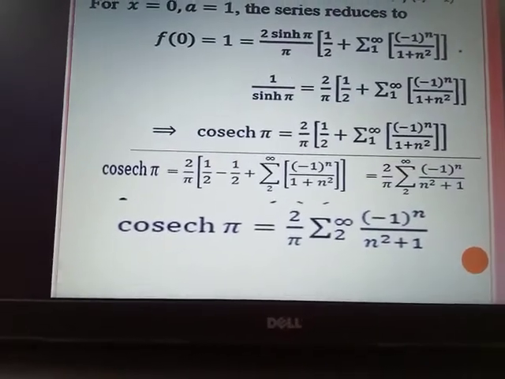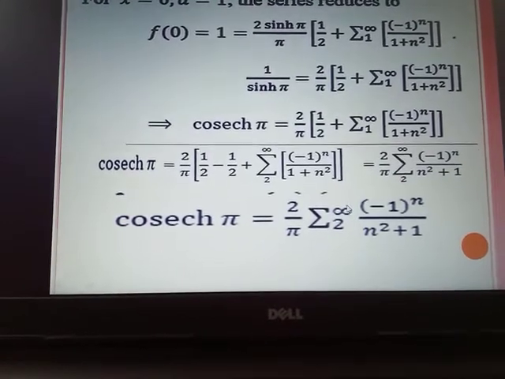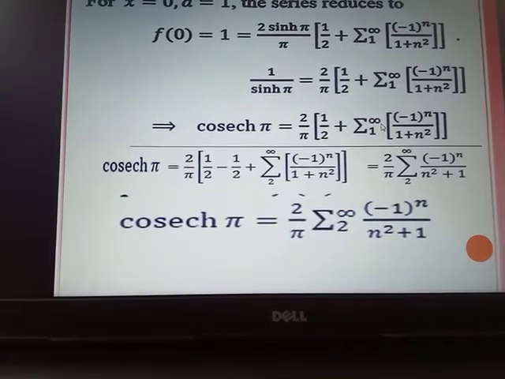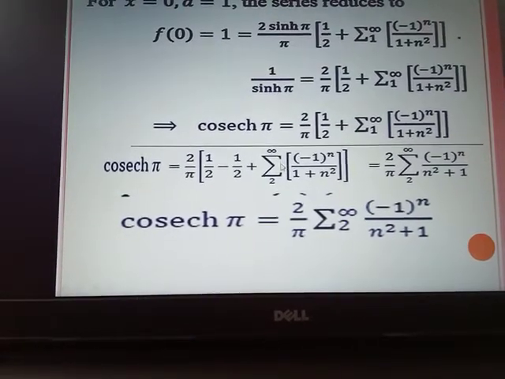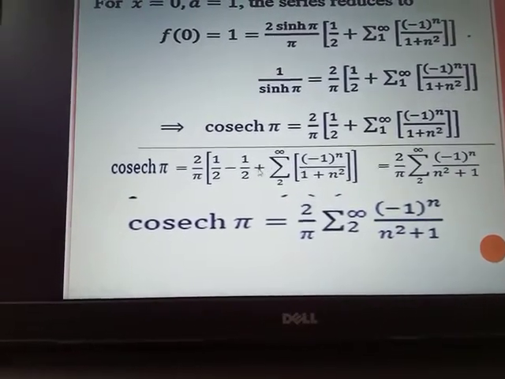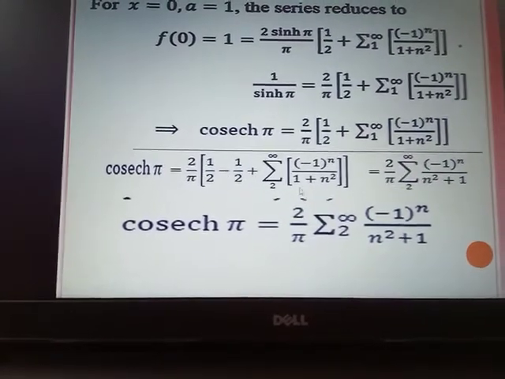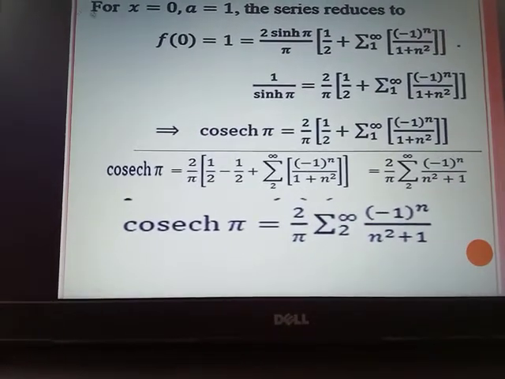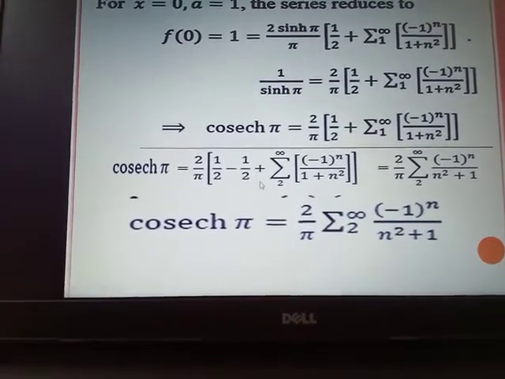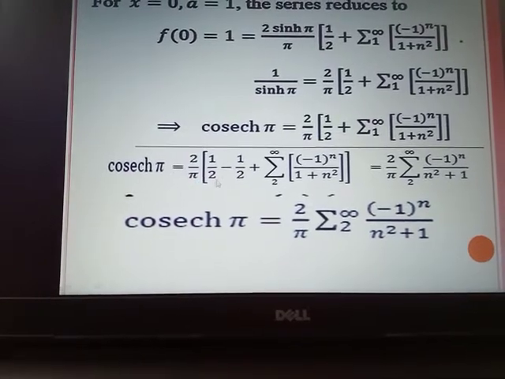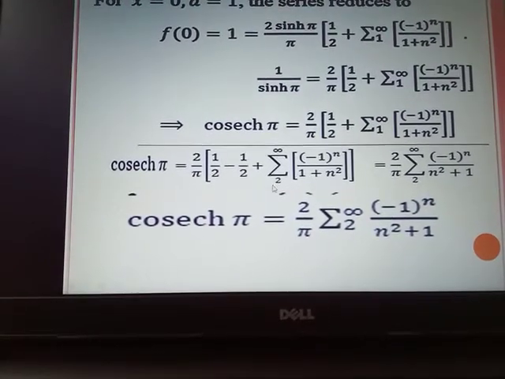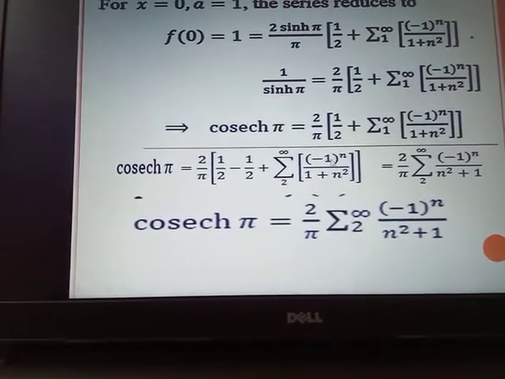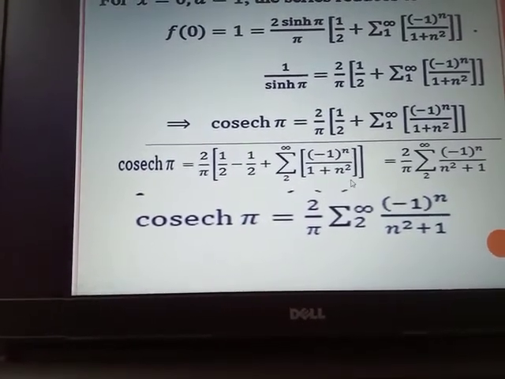In our proof, the summation is given running from 2 to infinity, so to write this summation n running from 1 to infinity as n running from 2 to infinity, we just have to take here minus 1 by 2, because when we apply n is equal to 1 to this expansion, we get minus 1 by 2. Therefore, 2 by pi into 1 by 2 minus 1 by 2 plus summation n running from 2 to infinity minus 1 raised to n divided by 1 plus n square.